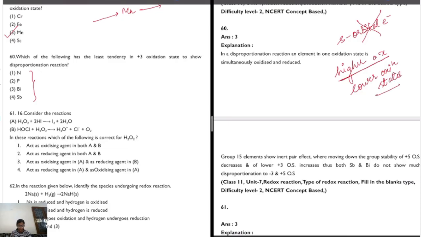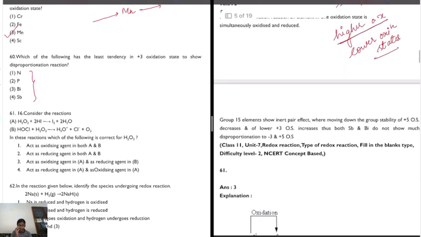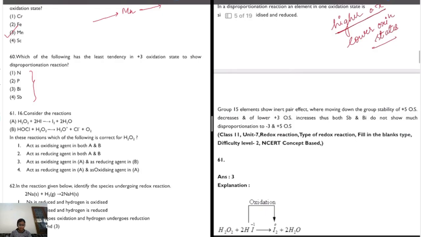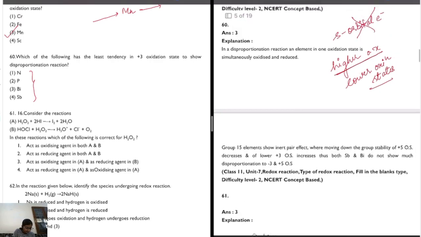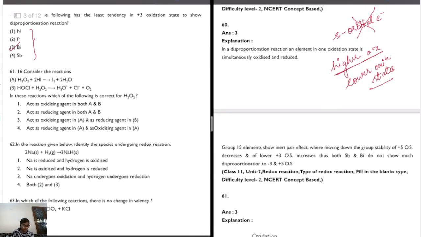All right. Therefore, the element which is lowest in this group is Bi, that is bismuth. So it would be the correct answer. Both bismuth and Sb are down, therefore they won't show much disproportionation. But the element which is even more resistant to show disproportionation reaction is bismuth, because it comes even below Sb.